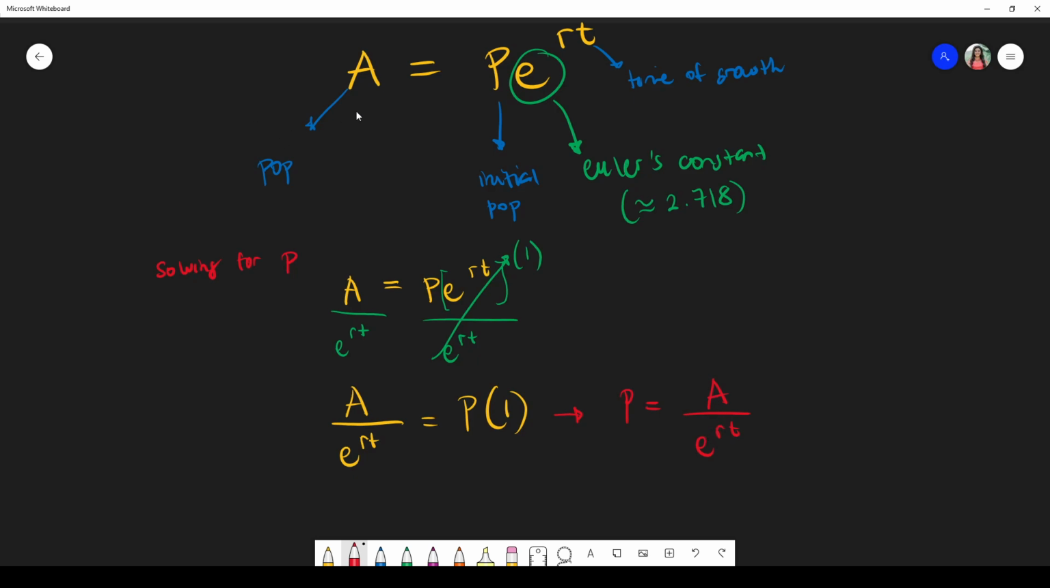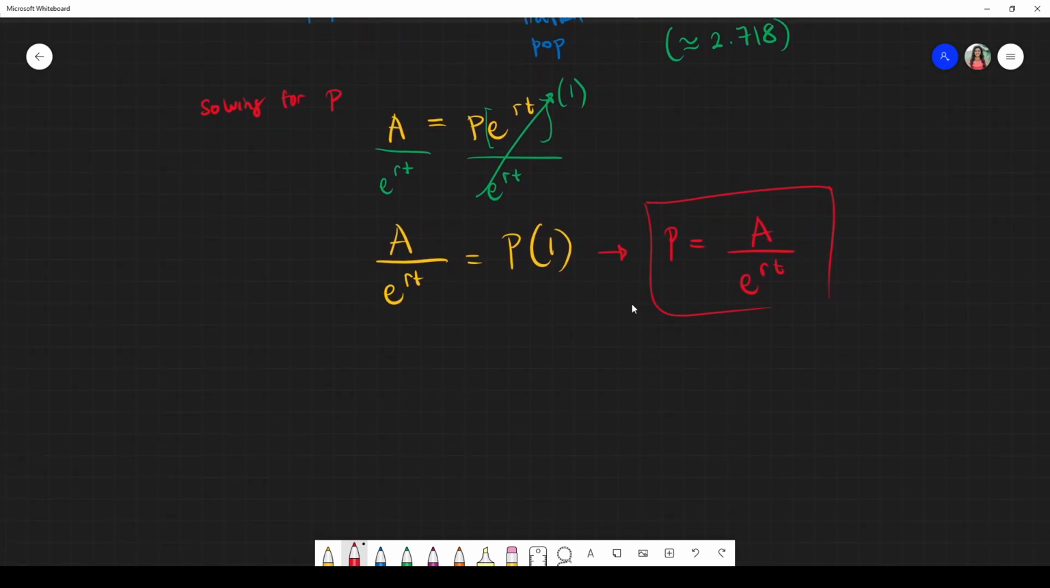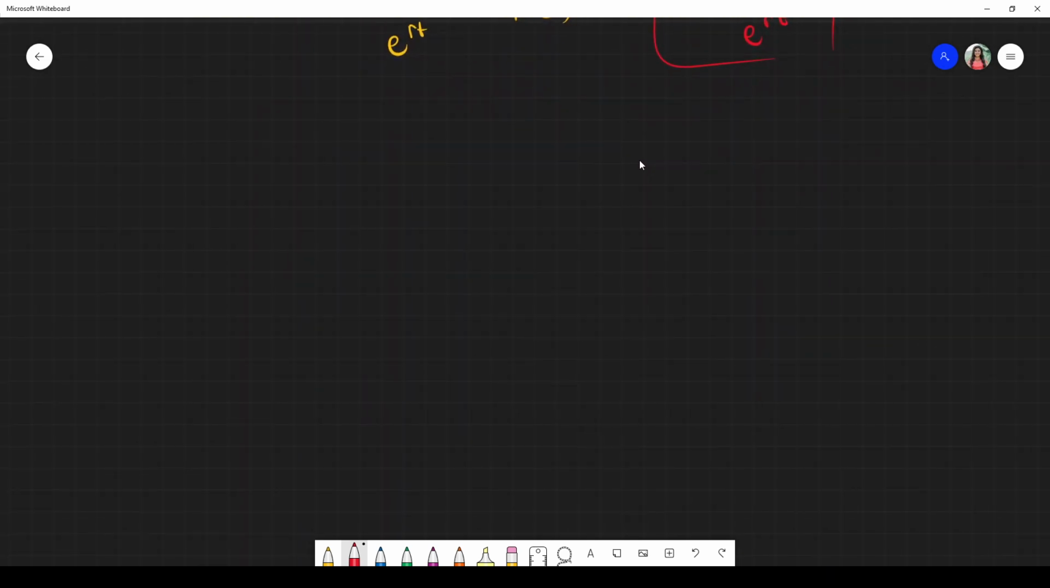Very easy, right? A is equal to P e raised to rt, and if we have to solve for the initial population, we just have to divide both sides with the term e raised to rt to isolate P, and you have the formula already to solve for P. Now the tricky part comes into play if we want to solve for R and T. Let's solve for R first, because the steps to solve for R and T are just the same. So let's try to solve for one of the two first. Let's try to solve for R.